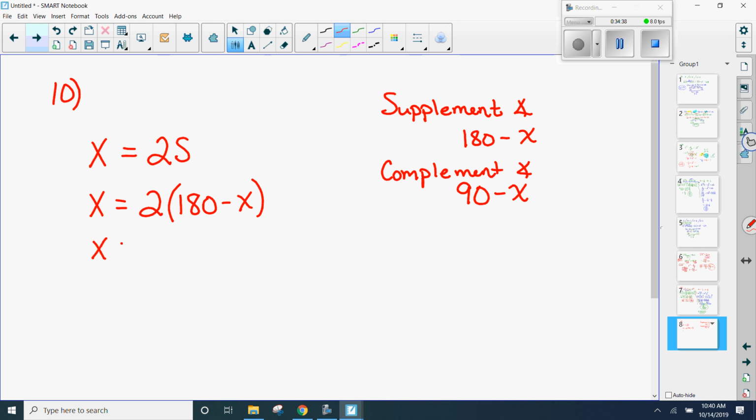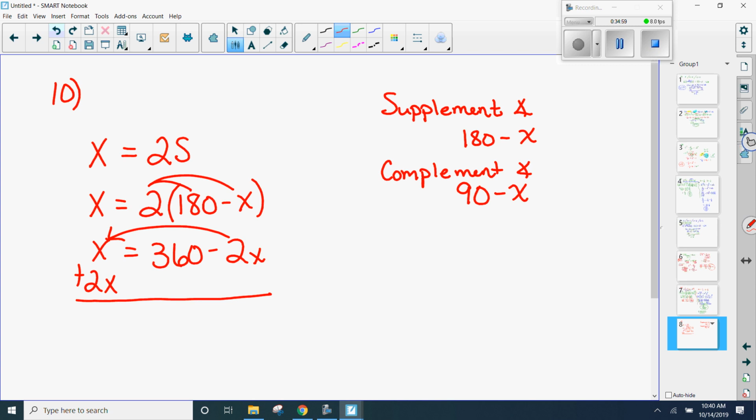So you have X equals distributive property. You get not a 2. Oh, I was just better off to erase it. Distributive property, you get 360 minus 2x. So I'm going to move the x over by adding 2x, and you get 3x is equal to 360. What is x equal to? 120.